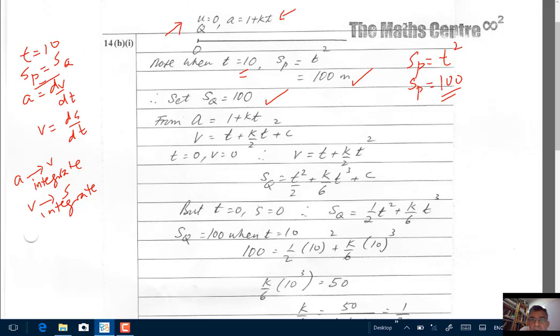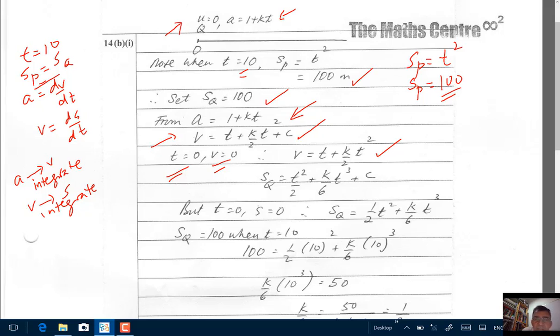So, let's come back here. We have a equals 1 plus kt, and I want to get my velocity function, so I integrate. That's easy for you to do. When you integrate 1 plus kt, you will get t plus k over 2 t squared plus c. I'm going to get rid of the c because I know when t equals 0, v is 0, initial velocity is 0, and I'll get my velocity function, t plus k over 2 t squared.